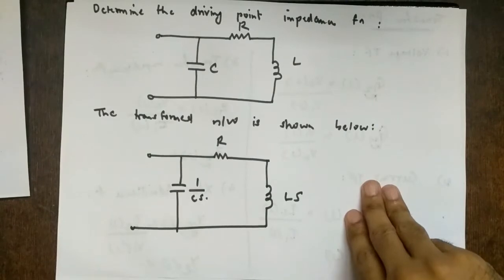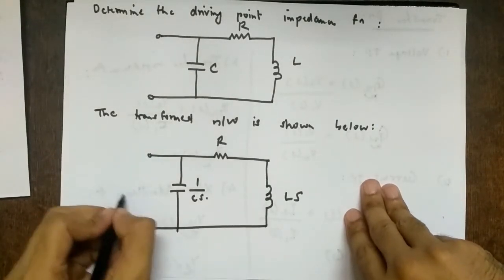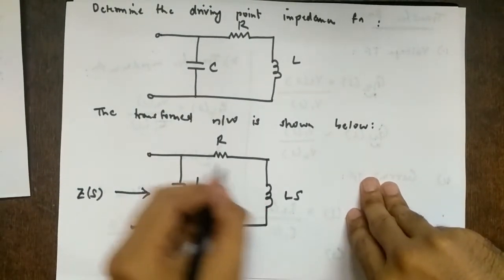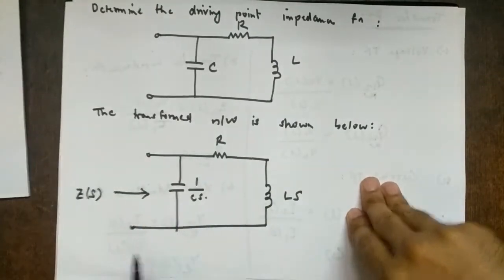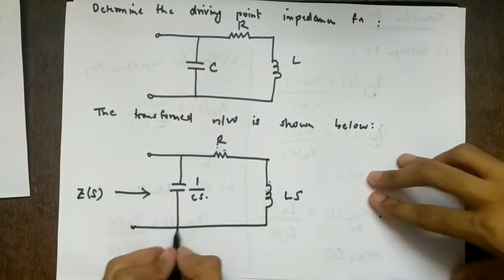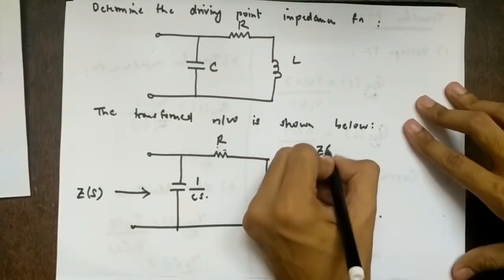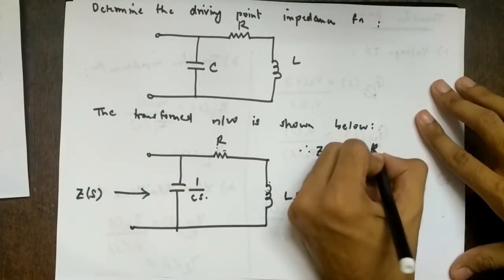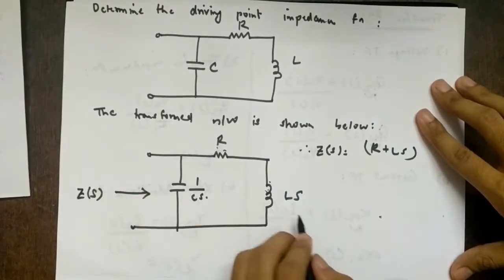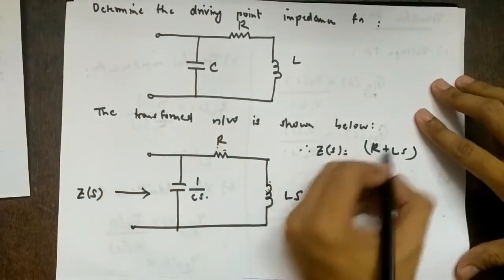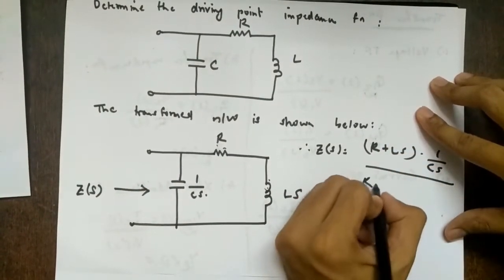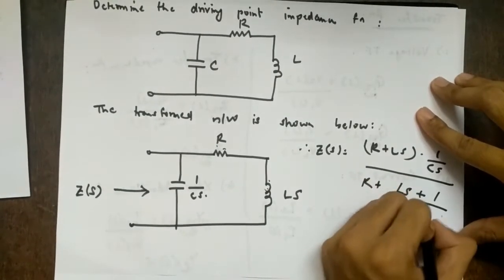And what have they asked? Driving point impedance function, which means they have asked Z of S. So we are trying to find Z of S as seen from here. Right? So all these three are impedances, so it will just be a series parallel combination. These two are in series, and that combination is in parallel here. So Z of S equals, series is R plus Ls. Right? So this is in parallel with this, so R1 R2 upon R1 plus R2. So let's say this is R1, into R2 is 1 by CS, upon the addition of these, R plus Ls plus 1 by CS.